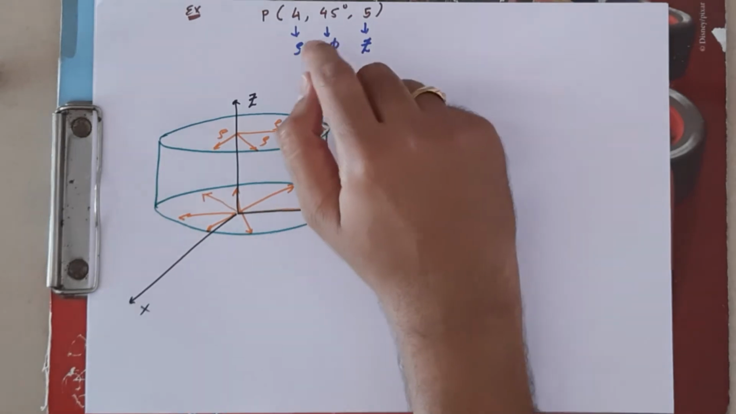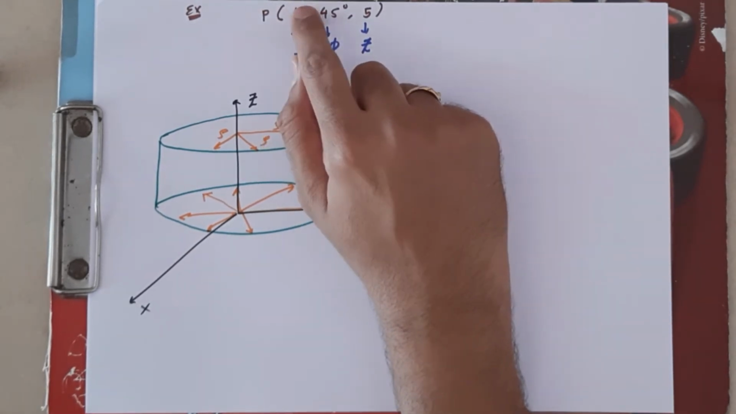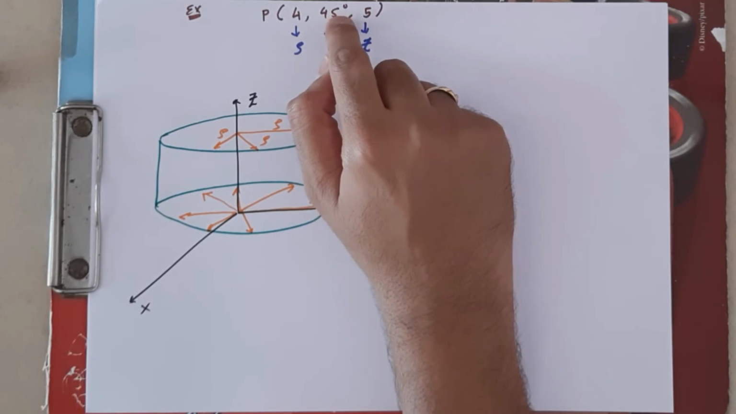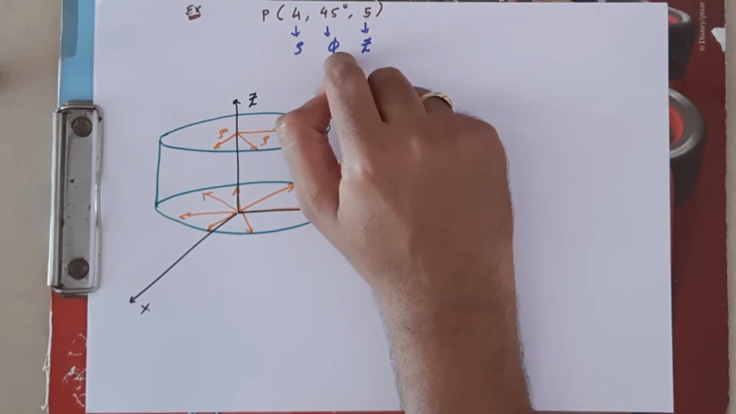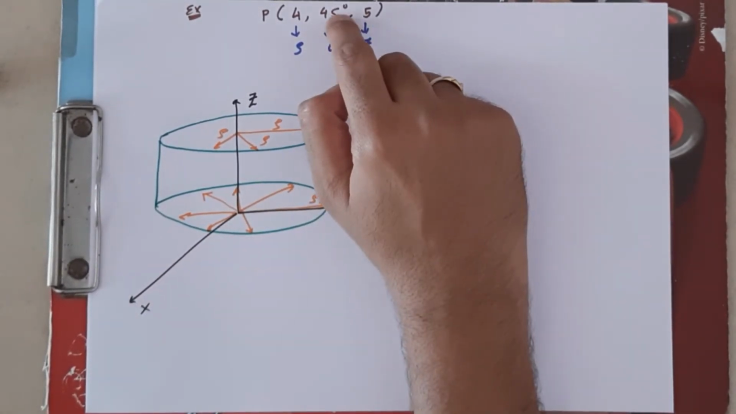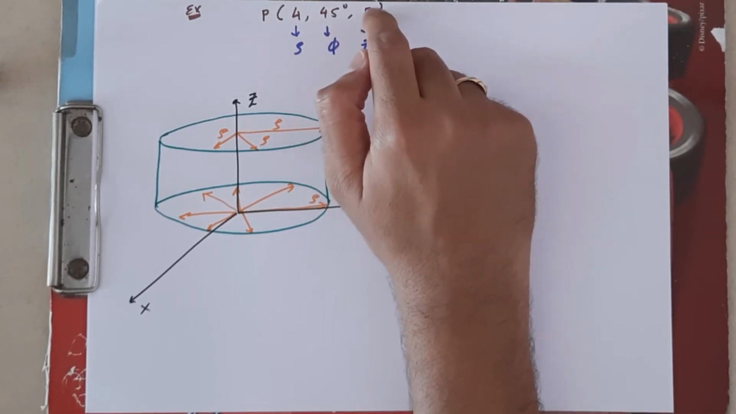Then first we have to fix the value of rho, which is 4. Then we have to fix the value of phi, which is 45 degree. And phi is the angle with respect to the x-axis, known as 45 degree. Then what is z?